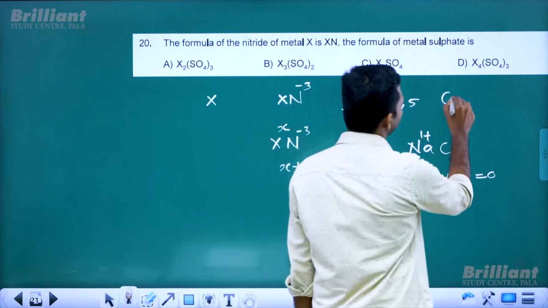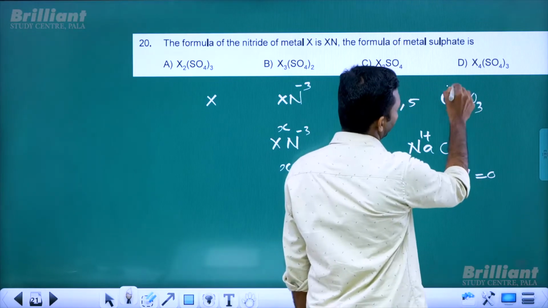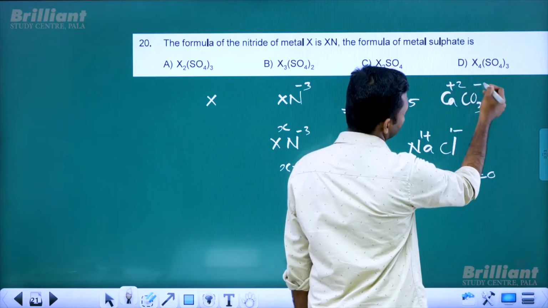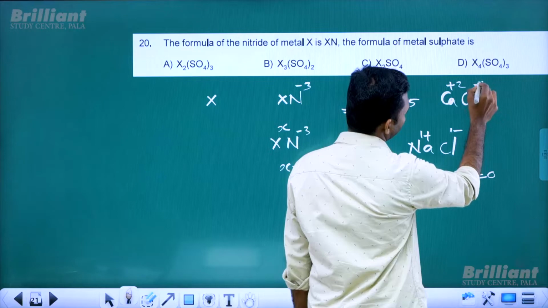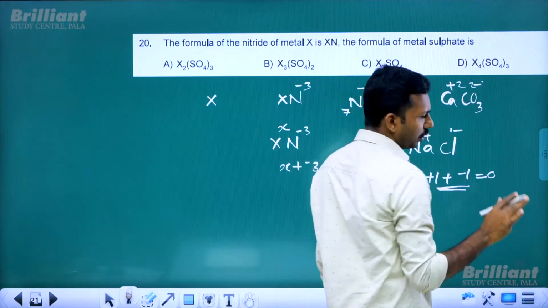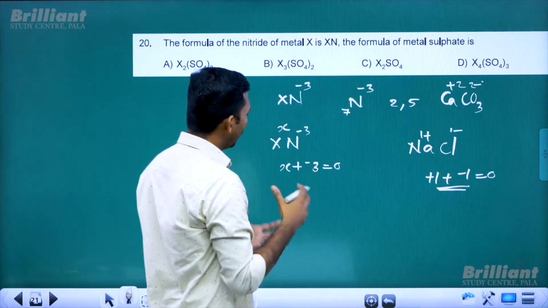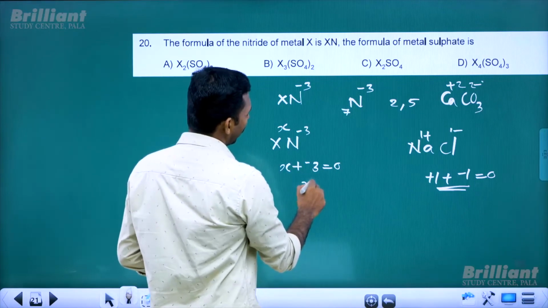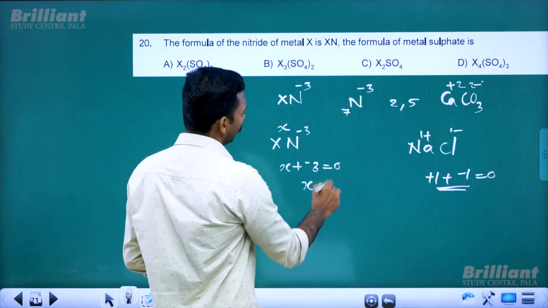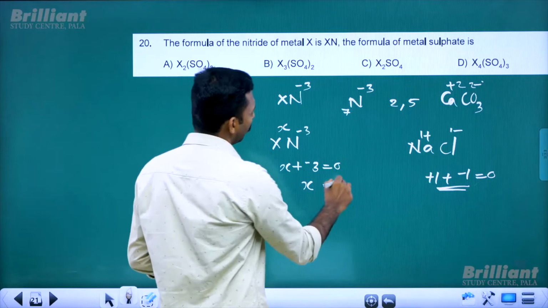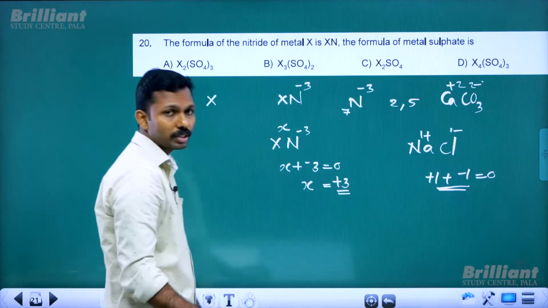And also calcium carbonate, CaCO3. Here it is 2 plus and 2 minus. CO3 is 2 minus. So plus 2 and minus 2 will be 0 sum. So in that sense we can write x plus minus 3 is equal to 0. So x is equal to plus 3. So valency of x is plus 3.